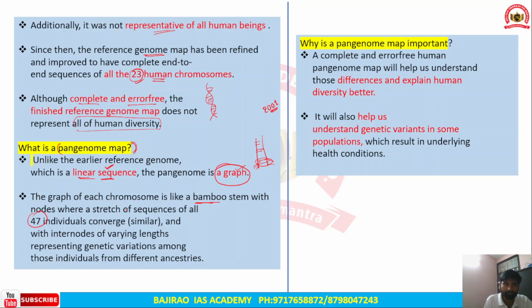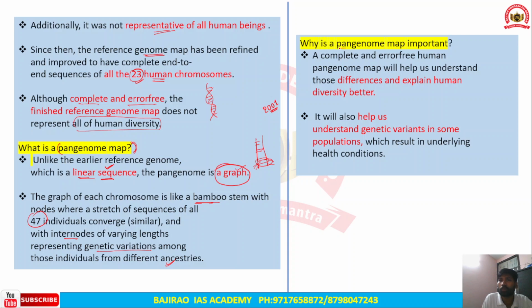levels, and with the internodes of varying lengths representing the genetic variations among these groups or individual groups. Okay, so it ultimately captures similarities and also the differences, variations in the genetic makeup of different individuals. So it is represented in a graph format among individuals with different ancestries.